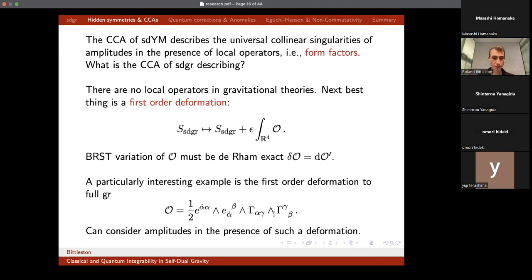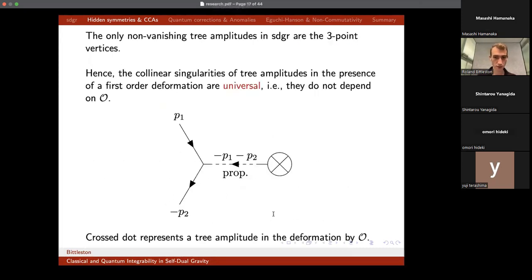My claim is that this hidden symmetry algebra is really capturing the collinear singularities of tree graviton amplitudes in the presence of deformations of this type. And I say tree there because at the quantum level, things get a little bit more complicated, which we'll come on to shortly. So let me just explain exactly why that works.